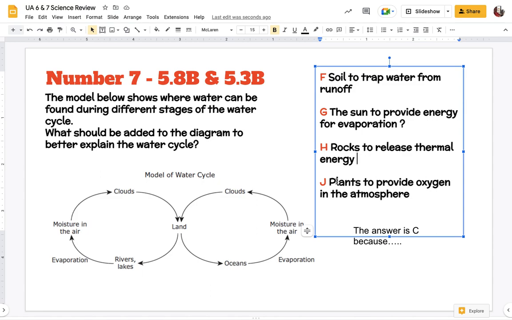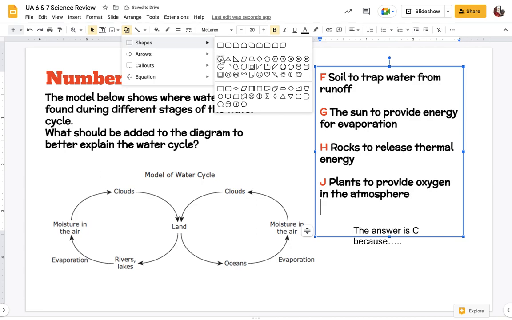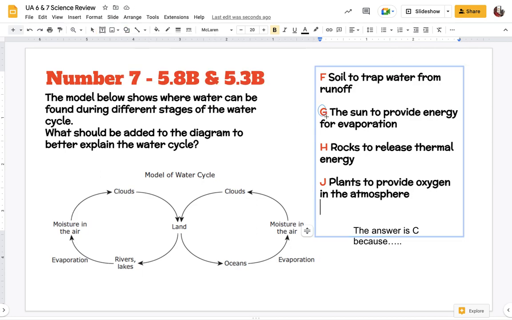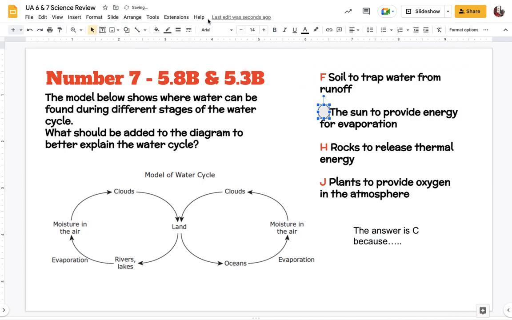And then finally, do we need plants to give oxygen into our atmosphere for the water cycle to work? No. Them putting oxygen out into the atmosphere, all that does is help us to breathe. So our answer is actually G. That was the best one. So we'll go ahead and let me circle it. Go ahead and circle G. Okay, make that transparent. There we go.